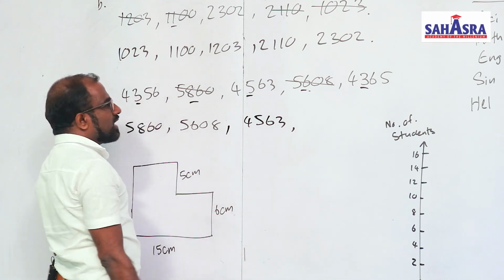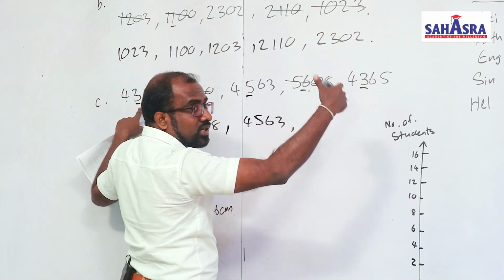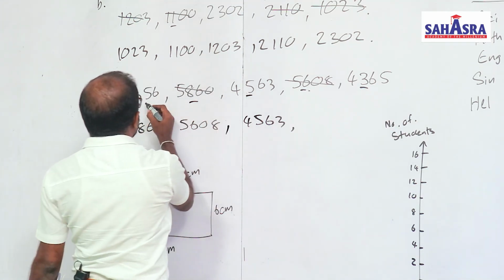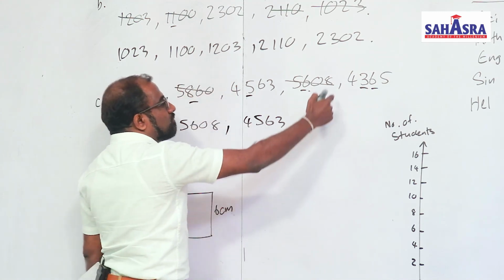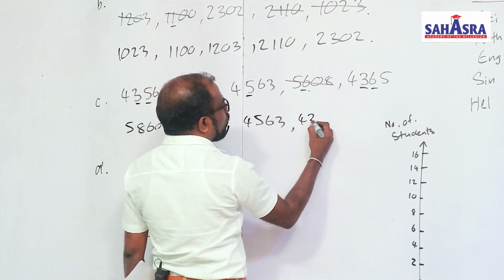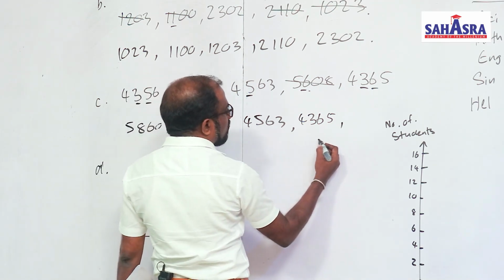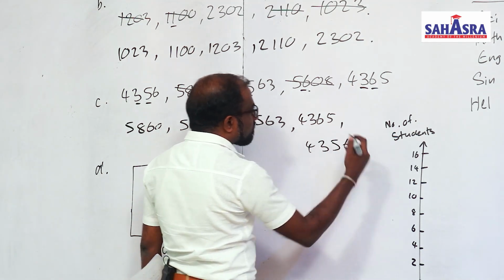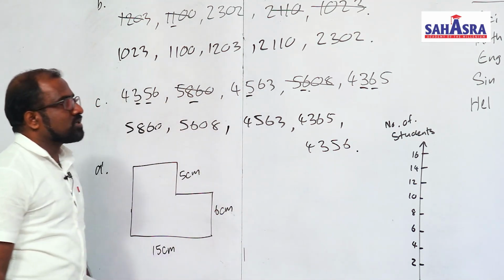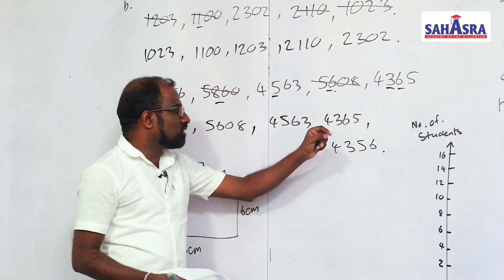4563, right? The next two numbers, 4300, 4300. Now check the tens place value. Here we have 5, that is 50. Here we have 6, 60. That means this number is greater. 4365, and the smallest number is 4356. That's how you can write those numbers in the descending order from the largest to the smallest.